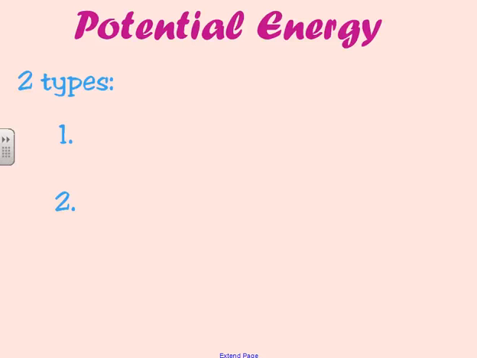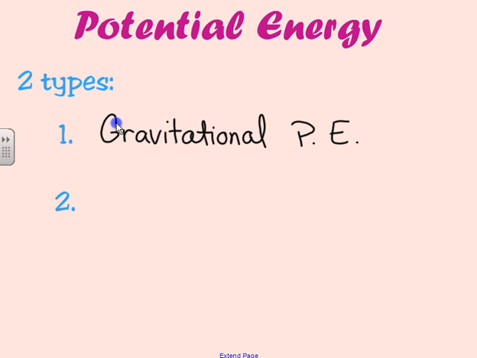In physics, there are two types of energy that we study: kinetic energy, which we've already learned about, and potential energy. Potential energy is stored energy that can be later transformed into kinetic energy as something moves. Usually, potential energy is stored due to an object's location. There are two types of potential energy we'll study, and those two types are gravitational potential energy and elastic potential energy.